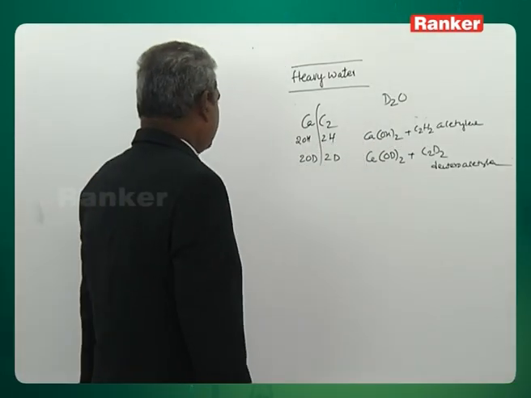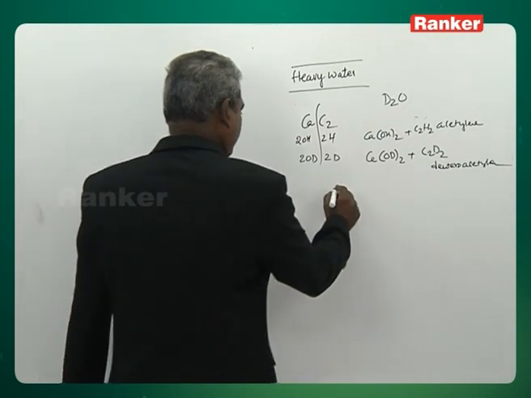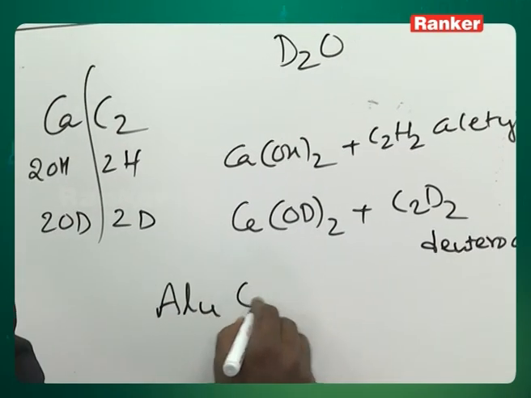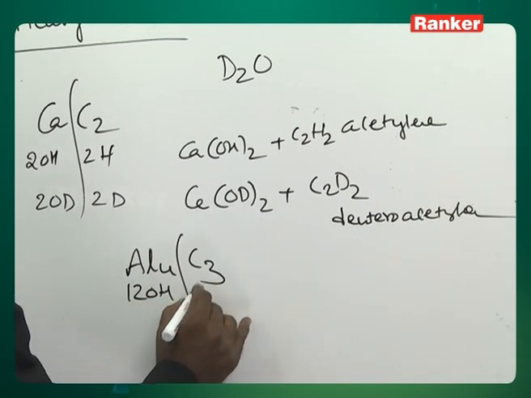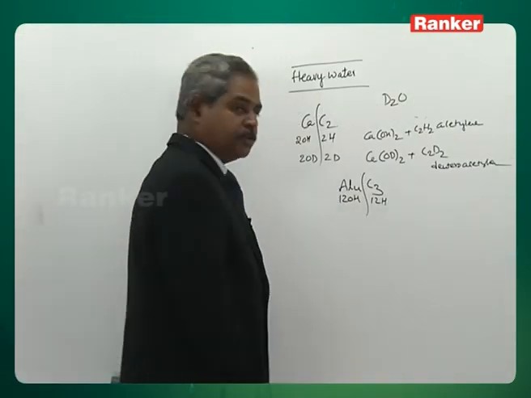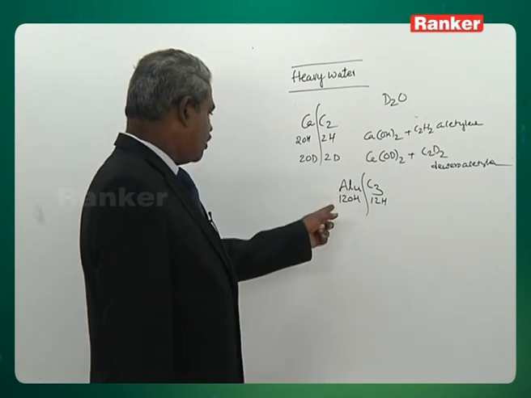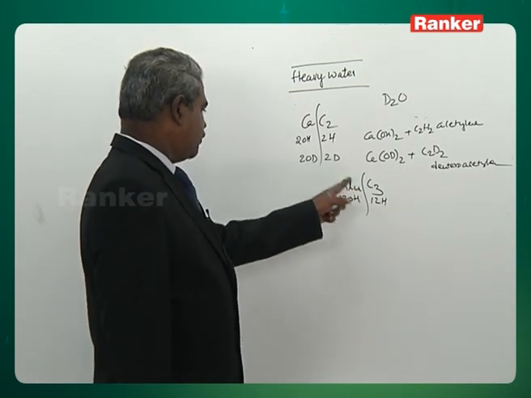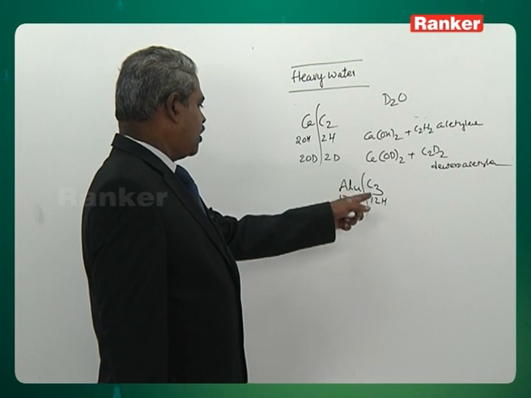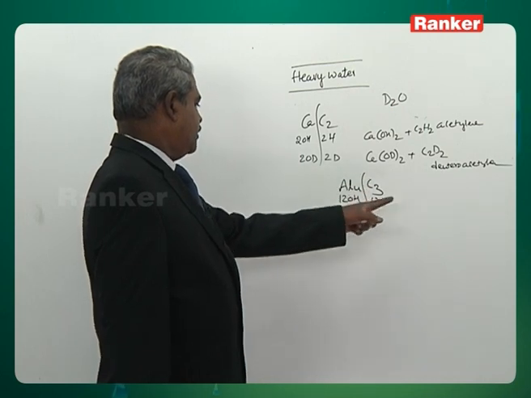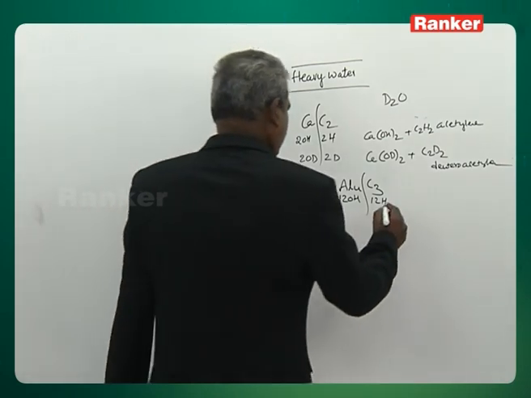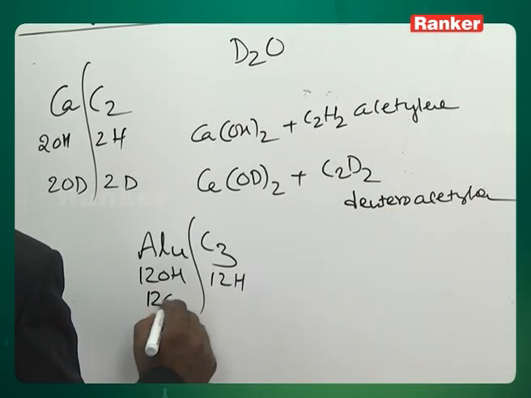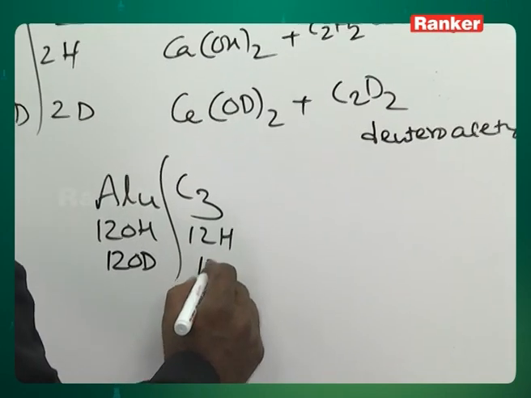Aluminium carbide, Al4C3. Break the bond. 12OH, 12H. Why am I using 12OH? Because each aluminium wants 3 OH. 4 aluminum is 4 into 3, 12. Each carbon needs 4 hydrogens, 3 into 4, 12H. So, what do you get? It is 12 OD and 12 D.